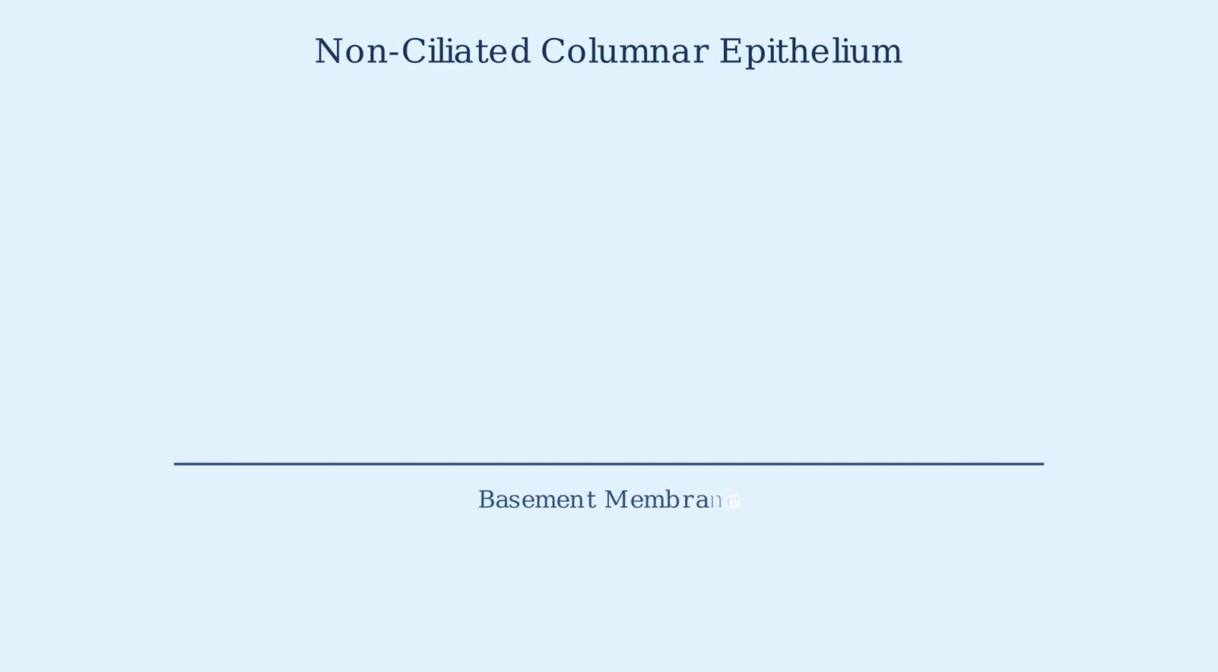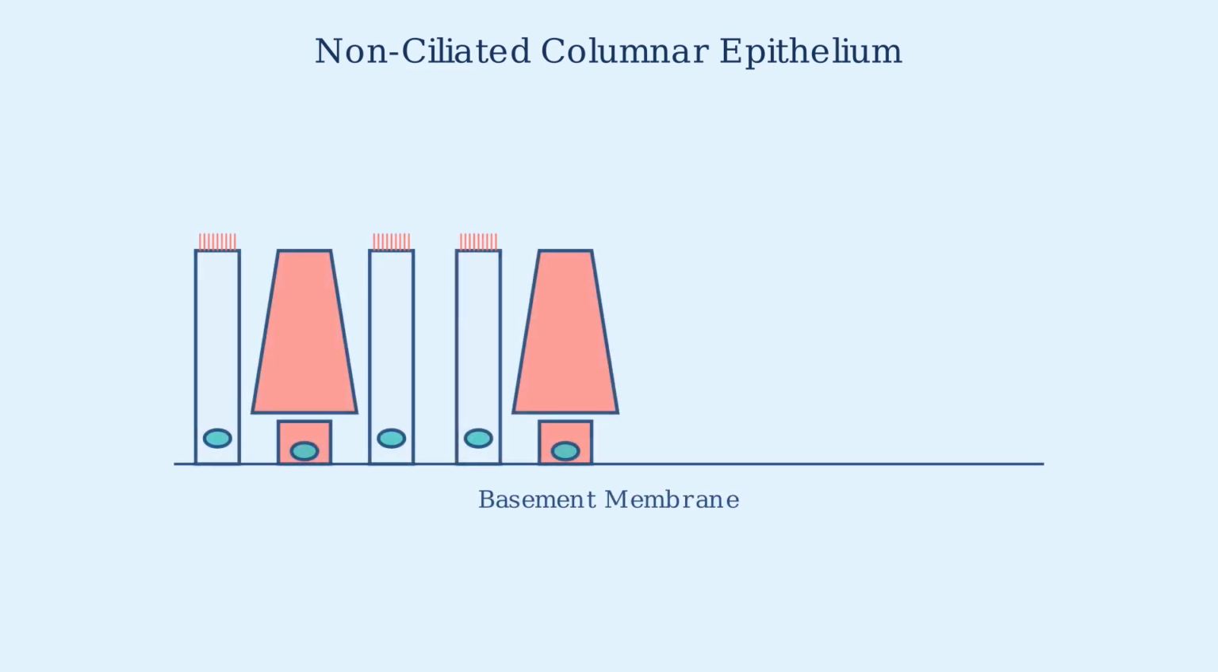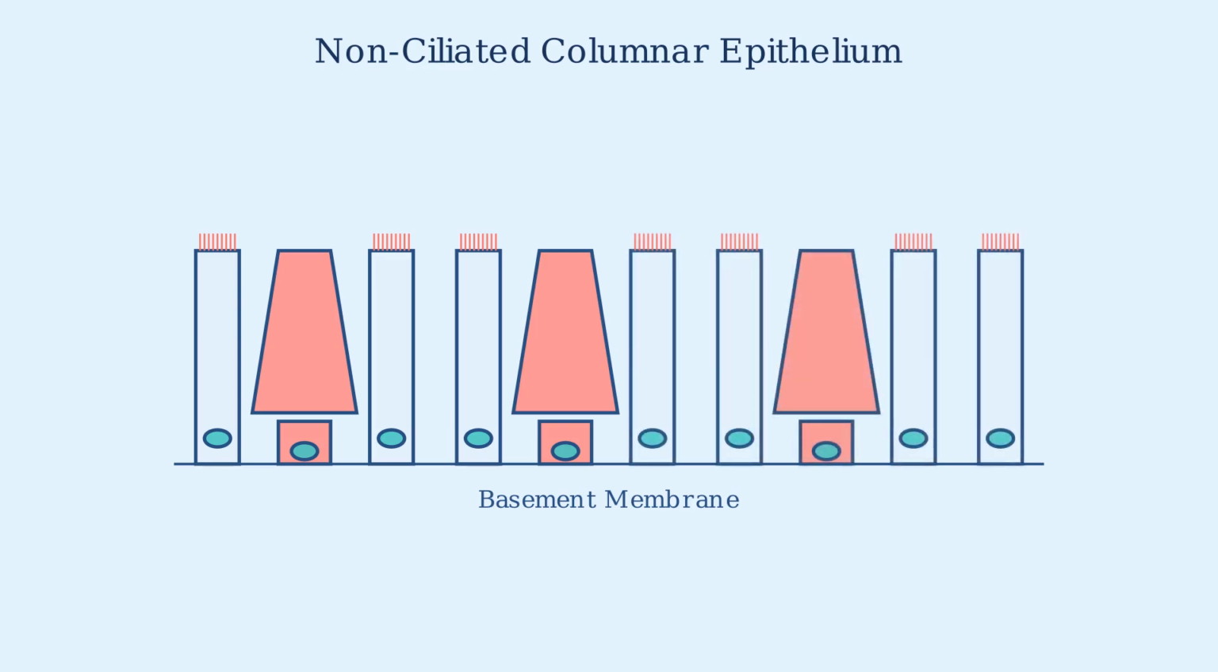Non-ciliated columnar epithelium consists of tall, column-shaped cells arranged in a single layer. These cells sit on a basement membrane, with each cell having an oval nucleus positioned near the base. Most cells are regular columnar cells, but interspersed among them are specialized goblet cells, which have a distinctive wine glass shape. The top surface facing the lumen is called the apical surface.